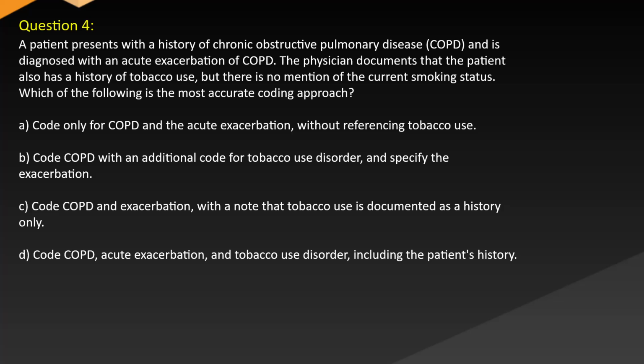A. Code only for COPD and the acute exacerbation without referencing tobacco use. B. Code COPD with an additional code for tobacco use disorder and specify the exacerbation. C. Code COPD and exacerbation and note that tobacco use is documented as a history only. D. Code COPD, acute exacerbation, and tobacco use disorder, including the patient's history.